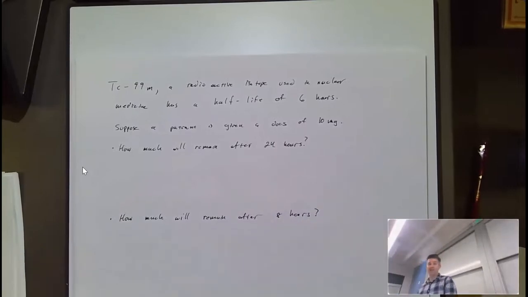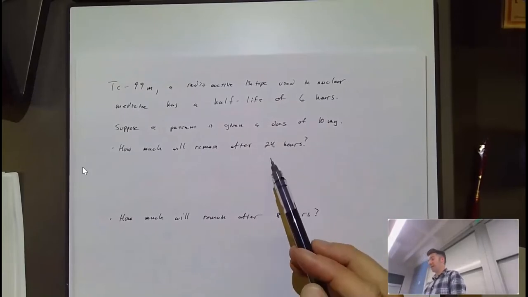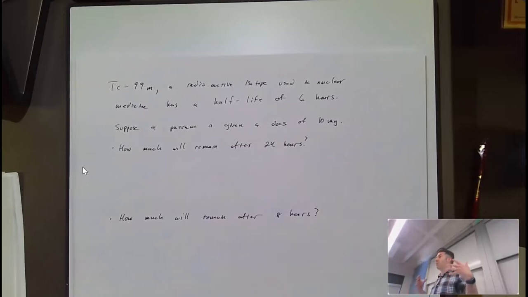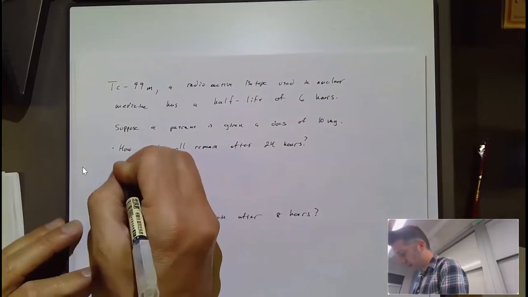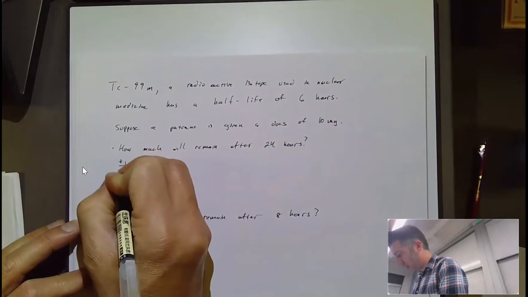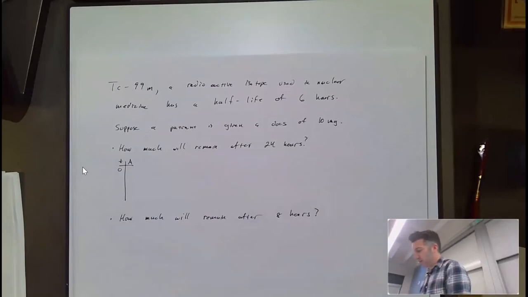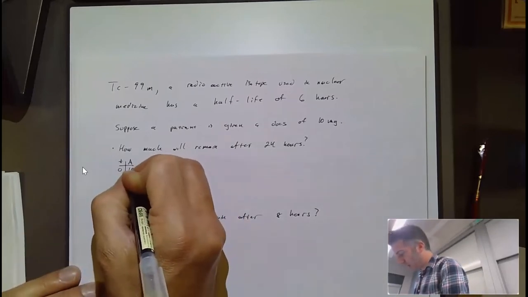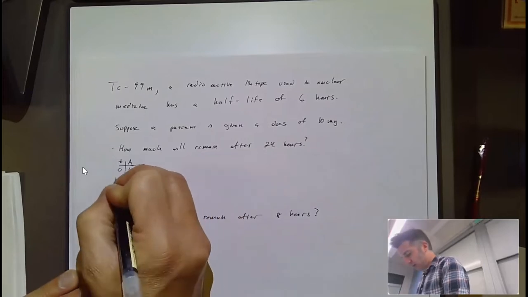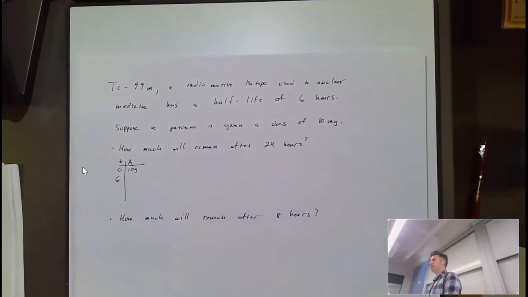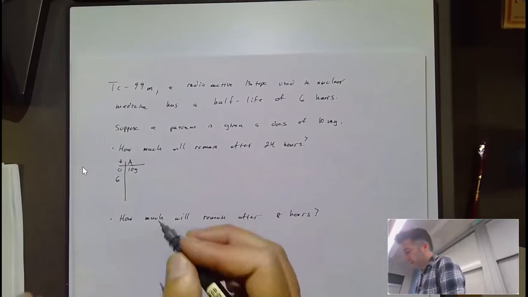So one of these questions is definitely easier to answer than the other one, a lot easier. The first question is really easy to answer because it's exactly a multiple of a half-life period. So 24 hours is going to be exactly 4 half-lives. So let me ask you all a question. If we're starting at time equals 0 with often we use an amount A for radioactive material, we're starting with 10 grams. After 6 hours, how much are we going to have in the body? Right, 5, because it's a half-life.